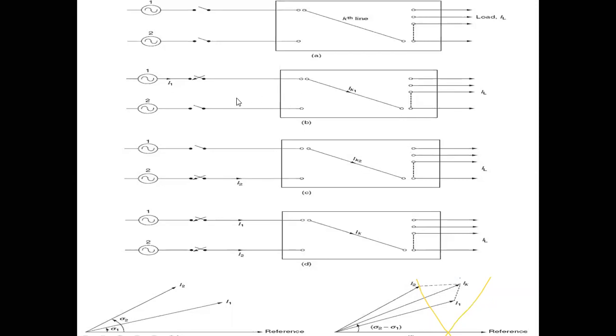In one figure, we get IK1 by operating only source 1, and in another figure, IK2 is the current flowing through the kth transmission line by operating the second source. In the last figure, IK is the current flowing through the kth line by operating two sources at a time. So according to the superposition theorem, IK is the summation of IK1 and IK2.